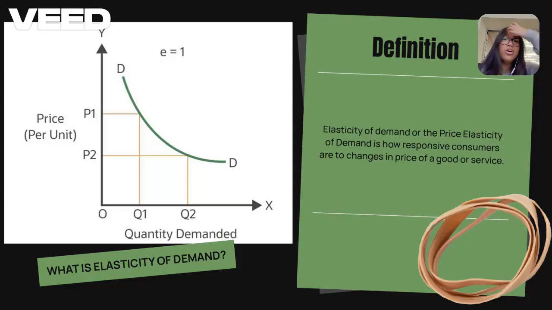The topic I'm going to talk about is topic A, or elasticity of demand. What is it defined as? The definition is how responsive consumers are to changes in the price of a good or service, which is indicated over here by this graph. You can kind of think of it like a rubber band. The stretchier the rubber band, the more responsive consumers will be to changes in price.